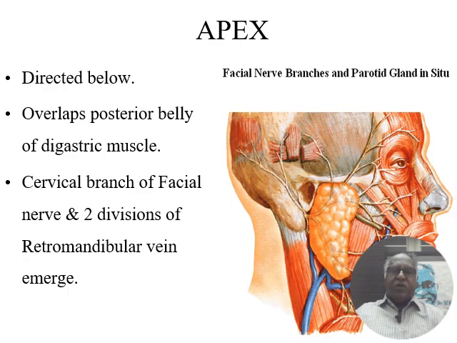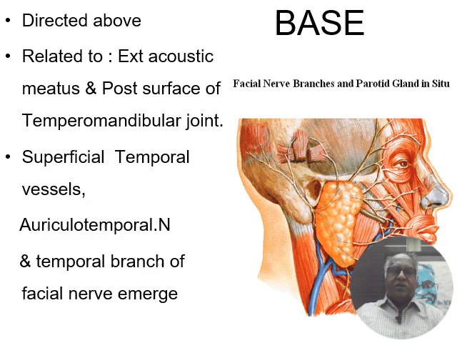The apex, as I already told you, is directed below, and it overlaps the posterior belly of the digastric muscle. The cervical branch of the facial nerve and the two divisions of the retromandibular vein emerge from the apex. Regarding the base, it is directed above and related to the external acoustic meatus and the posterior surface of the TM joint. The superficial temporal vessels, auriculotemporal nerve, and the temporal branch of the facial nerve all emerge from the base of the parotid gland. Remember, the base is directed above.